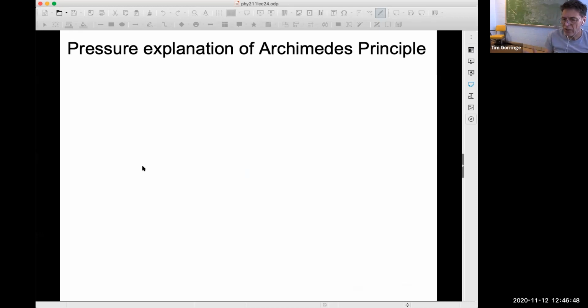Okay, so that's Archimedes' principle. That's the rule for computing the buoyant force. And we could go on, and we're going to go on and work examples using that rule. But I did want to give you just a little explanation of where the rule comes from, because it's interesting to understand where the rule comes from. And the rule comes from our understanding, actually, of pressure from last class.